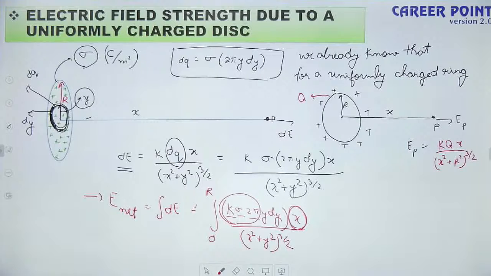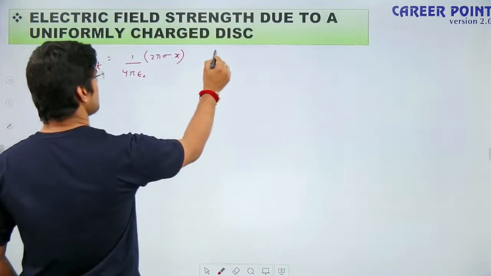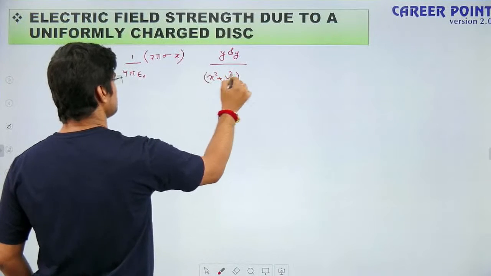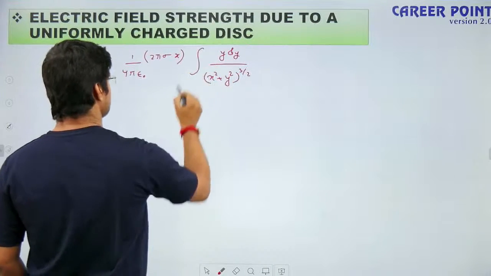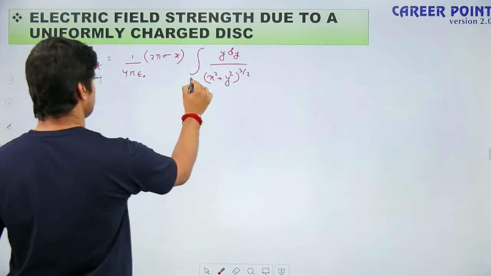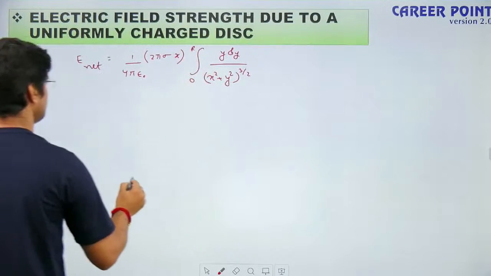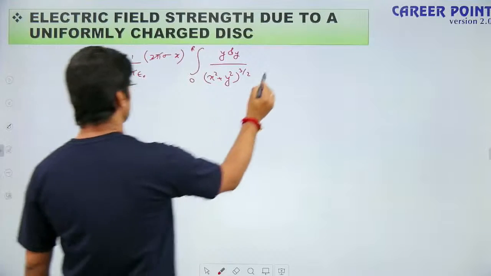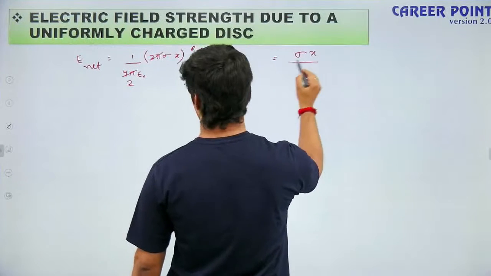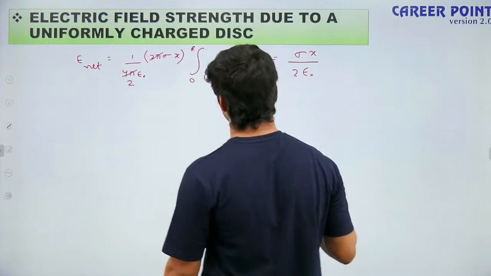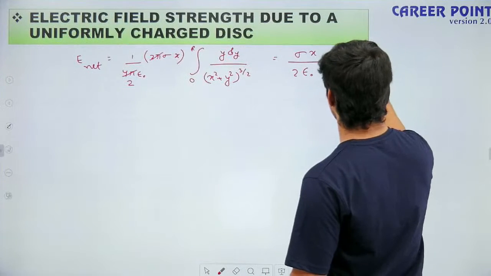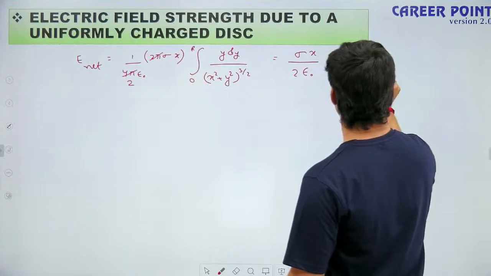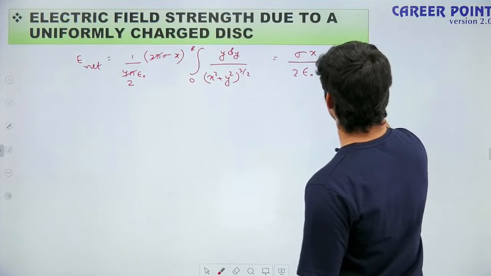y dy will be remaining inside. So I can write y dy divided by x square plus y square raised to power 3 by 2, integration from 0 to capital R. Now we have this integral. We can cancel 2 pi with 4 pi and write 2 here. So this expression will become sigma x divided by 2 epsilon naught and integration of y dy upon x square plus y square raised to power 3 by 2, 0 to capital R.